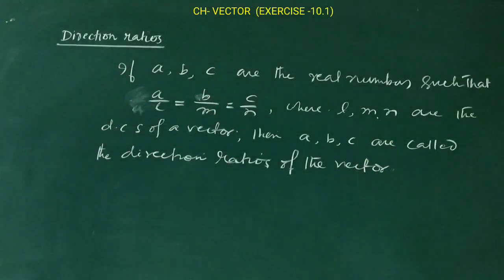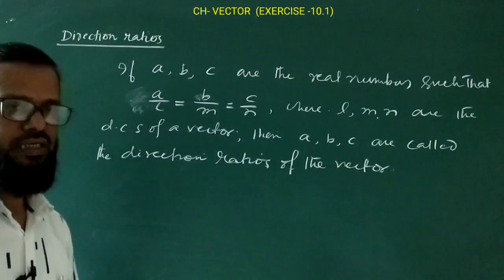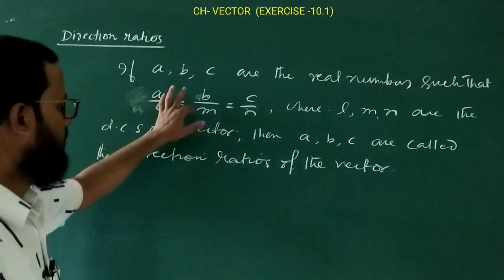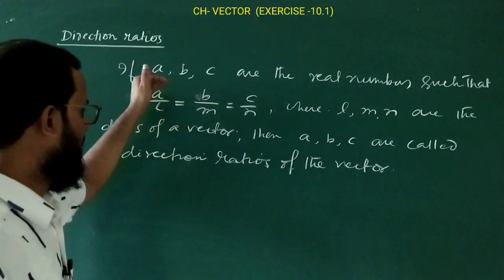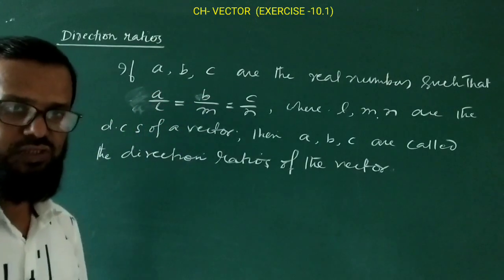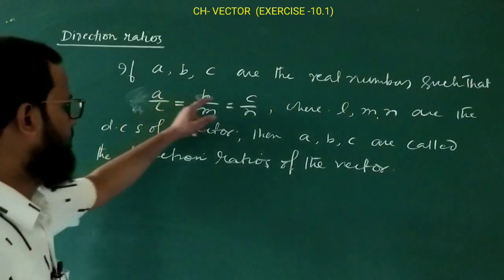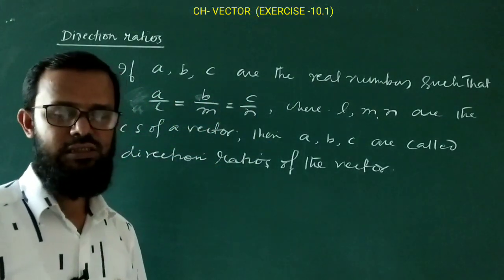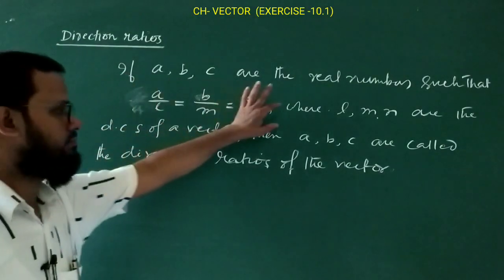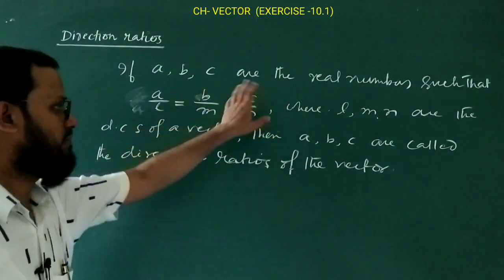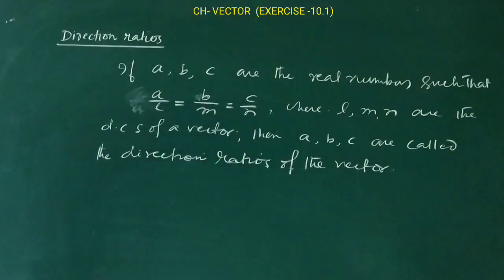So, this is the definition of direction ratios. a, b, c are any real numbers such that a by l equal to b by m equal to c by n. That means these numbers are in ratio with what? The direction cosines of a vector. Then you can say a, b, c are direction ratios. So, a by l equals some number, b by m equals the same number, c by n equals the same number.